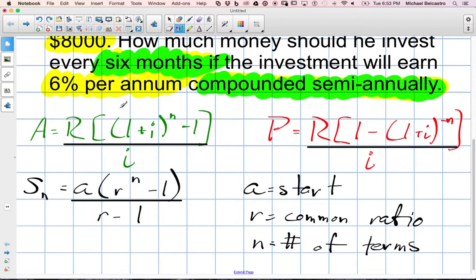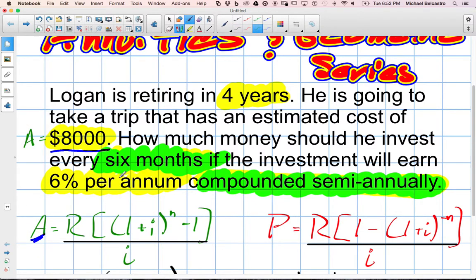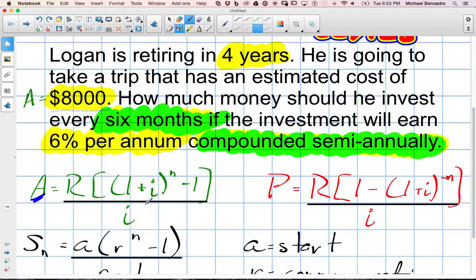Okay, so now let's actually focus on how to solve it using this formula here. We know the future value is $8,000, so that's going to replace our A value. So let's call that our A. A is 8,000. The I, if you remember from compound interest, has to be calculated. I is actually the interest rate divided by the compound periods.